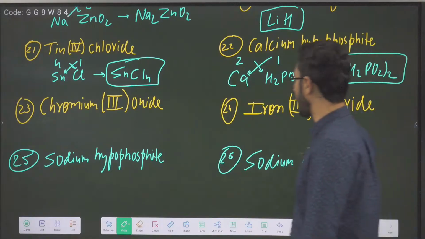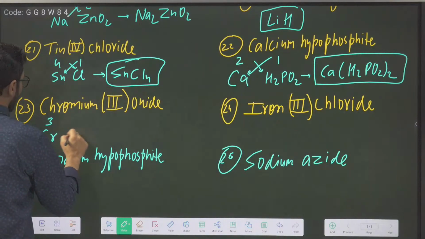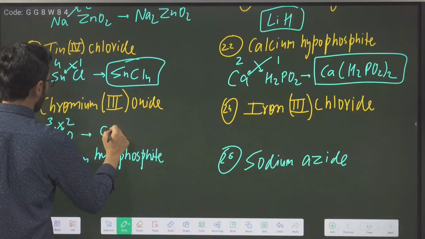Okay. Chromium 3 oxide. Chromium is 3, net charge 3, oxide net charge 2. Criss-cross method, answer is Cr2O3.